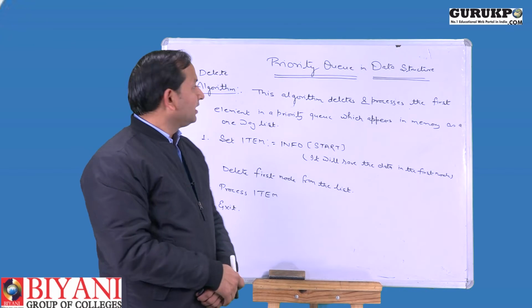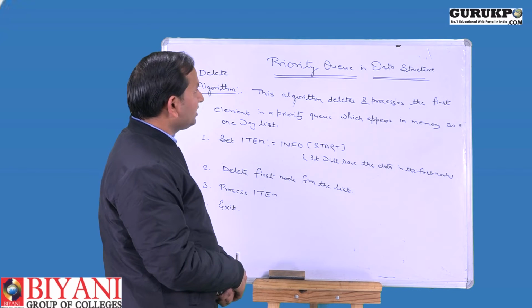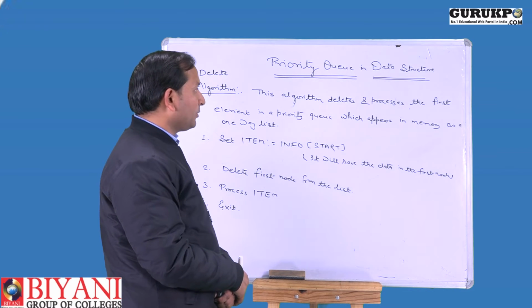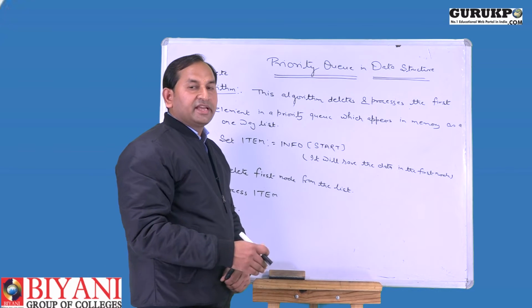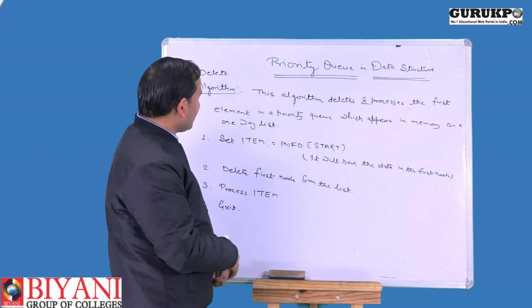Now, we discuss the delete algorithm of priority queue. This algorithm deletes and processes the first element in a priority queue which appears in memory as a one way list. So, by using this algorithm, we can easily delete an item in a priority queue. Now, we discuss it step by step.